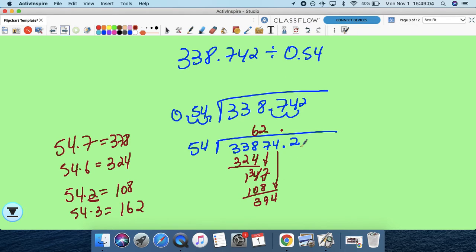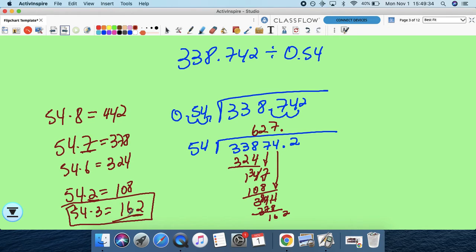54 goes into 394. Ugh. 7 times, because 8 times can be too much. 54 times 8 is 432, 442 is too much. So we're going to use the 7. 378. I'm going to borrow a little bit. That becomes an 8. 14 minus 8 is 6. 8 minus 7 is 1. And 2 comes down. 54. And then we already know the answer. How many times can 54 go into 162? 3 times. So we're going to put 3 here. And final answer is 627.3.